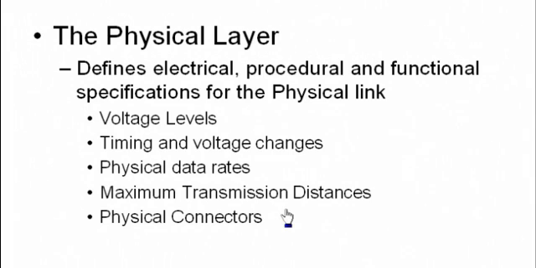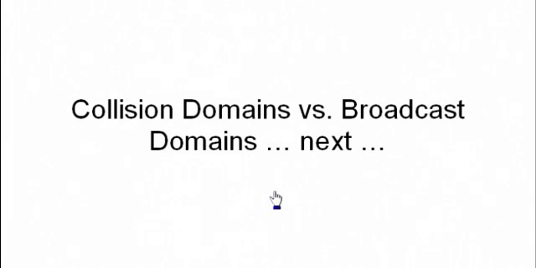So now that we understand a little bit about the OSI model, in our next chapter we're going to take a look at how we start to implement some of these things. Specifically, we're going to look at collision domains versus broadcast domains. That's next.